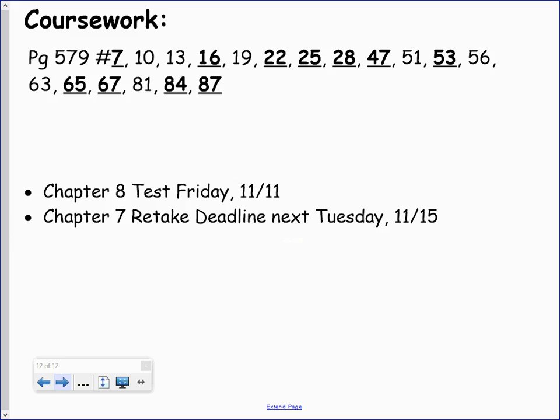So we have about 15 minutes. I'd like for you to get out your books, share with people if you didn't bring a book, or take a quick picture on your phone, and get started on page 579 so that you can ask questions. Remember, we're preparing for our test on Friday. We all want to be prepared for Friday. And the retake deadline for Chapter 7 is next Tuesday, November 15th. You do not have to wait until the last minute.